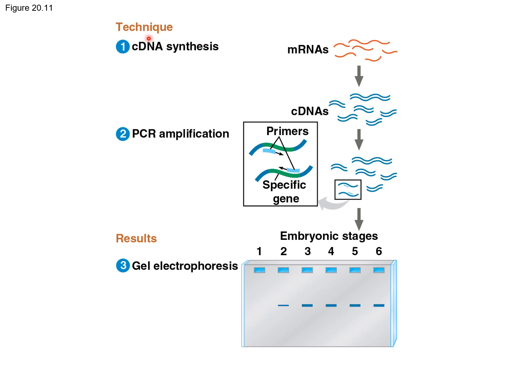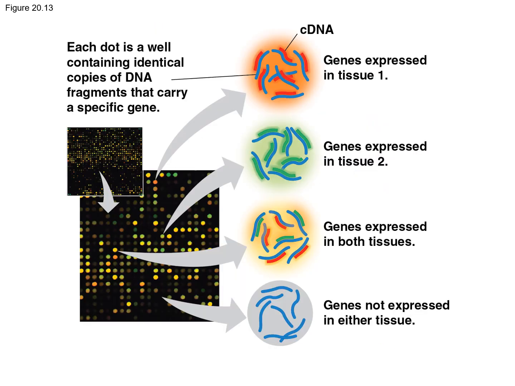We can turn it into cDNA and then amplify it using PCR, and then look at the results on gel electrophoresis from different samples that we have and compare the amounts of DNA that we have. So there's lots of possibilities here. And here's an example of this technology.